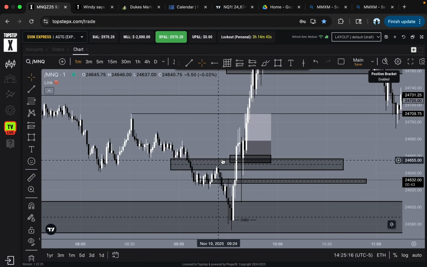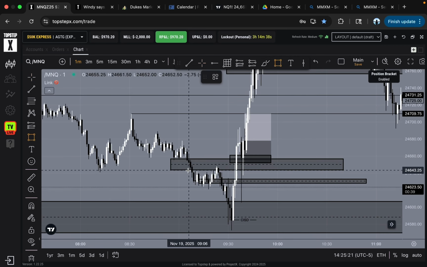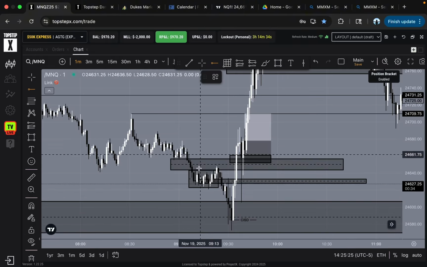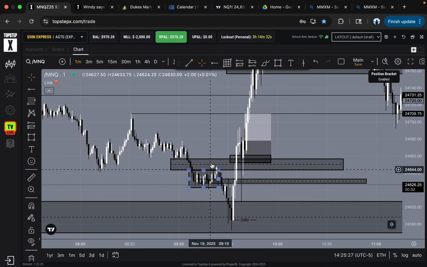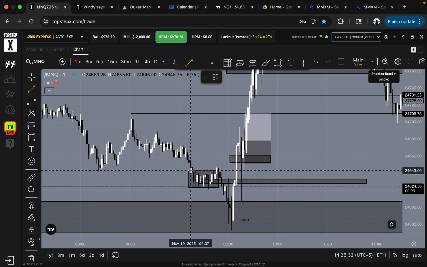Yeah, this is also, look, a market maker buy model here. Look, as we can see, accumulation zone. It's on the 1 minute, but still, accumulation zone here. Take this out. Take this out here.